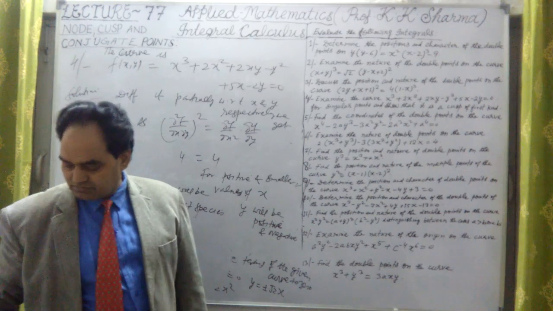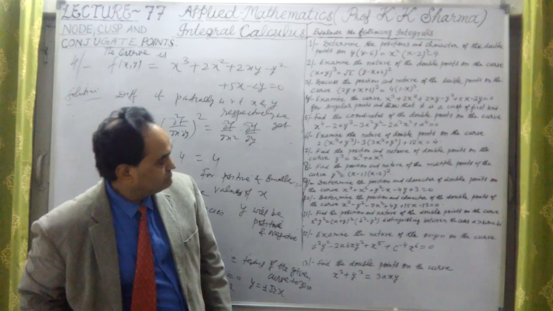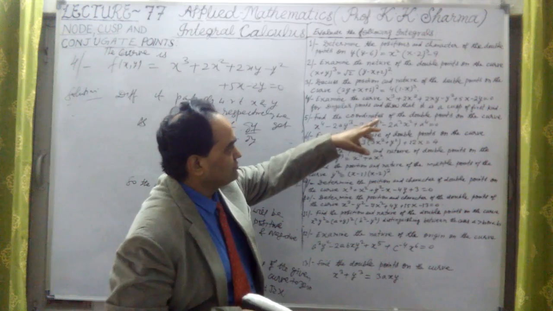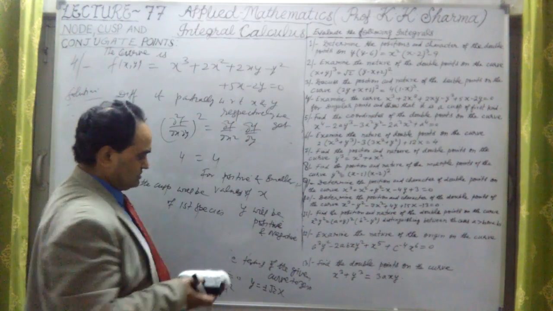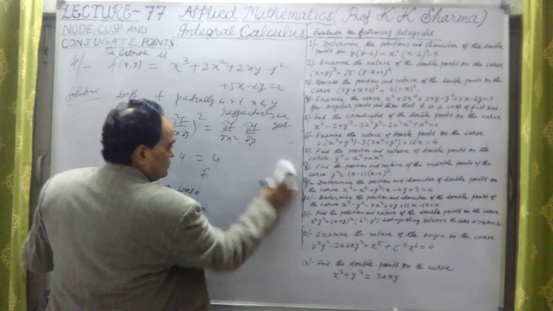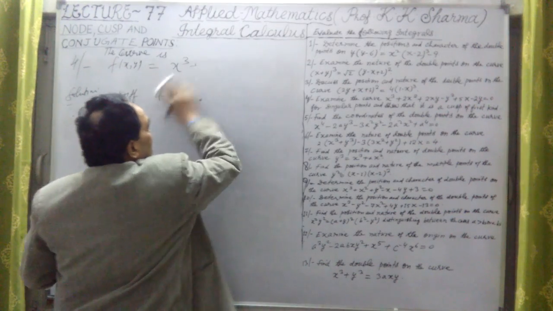So this is question number 4, which we have done. We have proved here that it is a singular point and show that it is a cusp of first kind. It is a cusp of first kind here. Okay, so question number 4 we have done. Now let's talk about the fifth question.